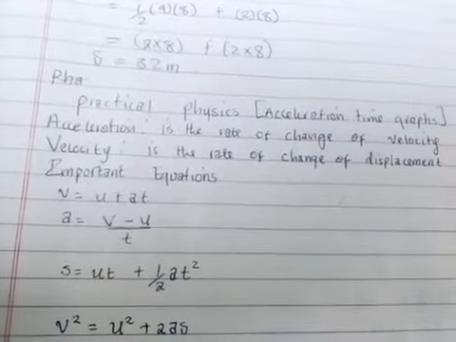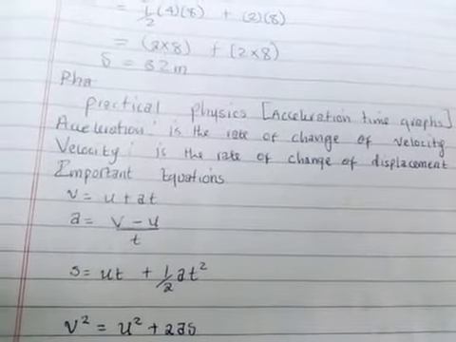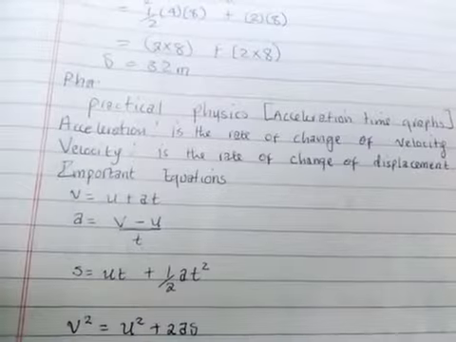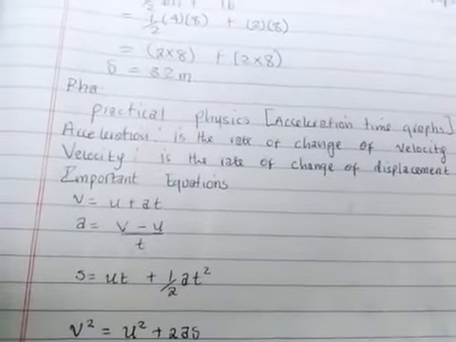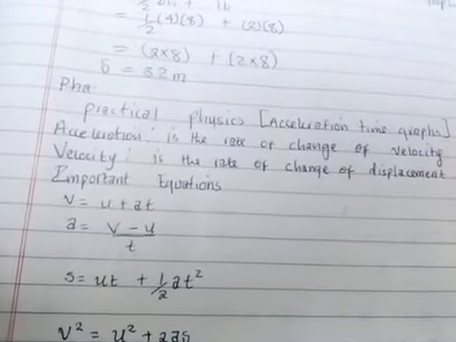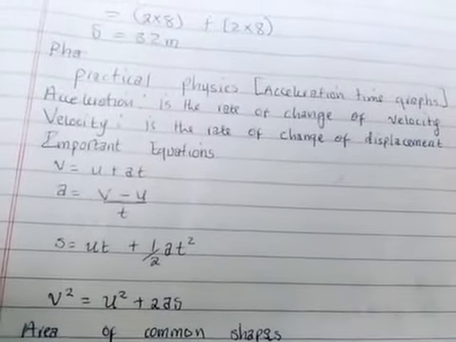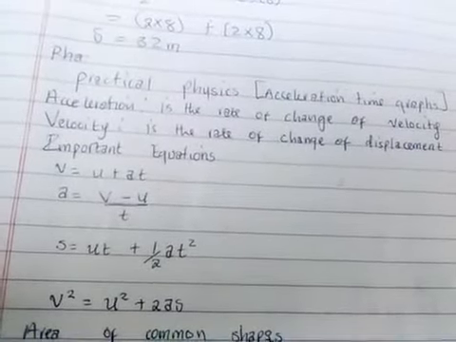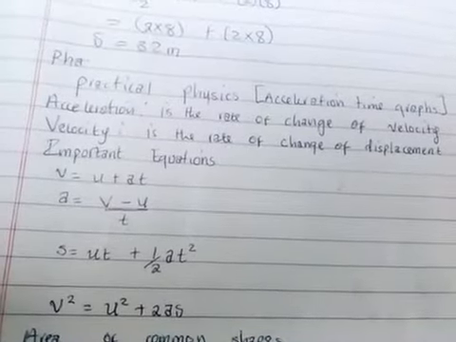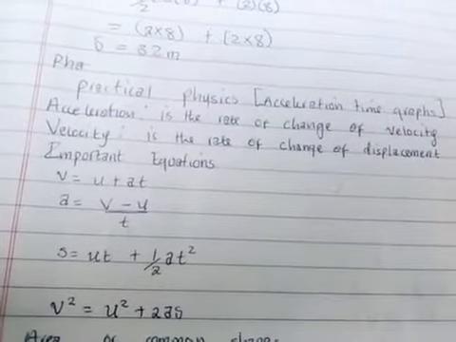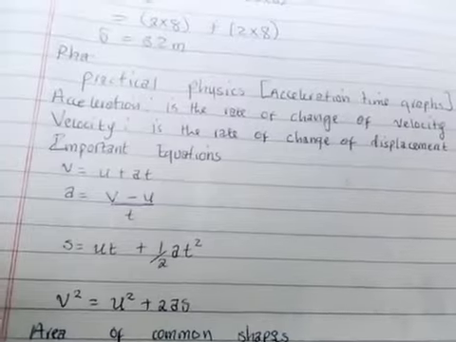As you can see, I was trying to define some of the terms which you might encounter, like acceleration, which you know from your textbooks. Acceleration is just a rate of change of velocity with time. Velocity is a rate of change of displacement.